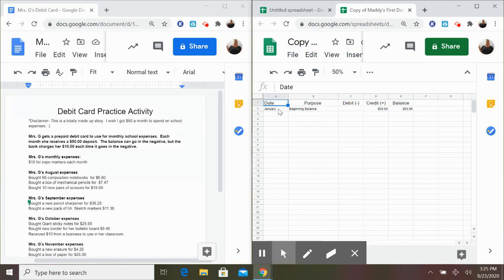So I need to change this to August because I changed mine to August, but yours will be January. Yours will be fine how it is.